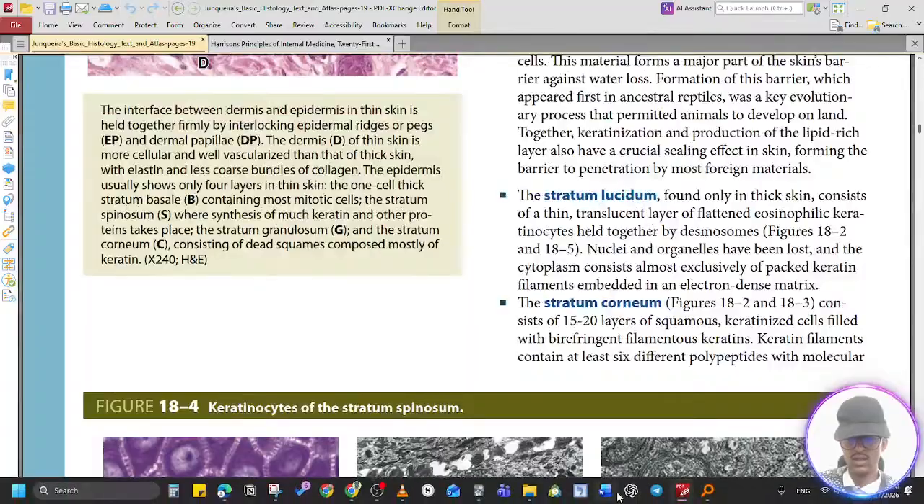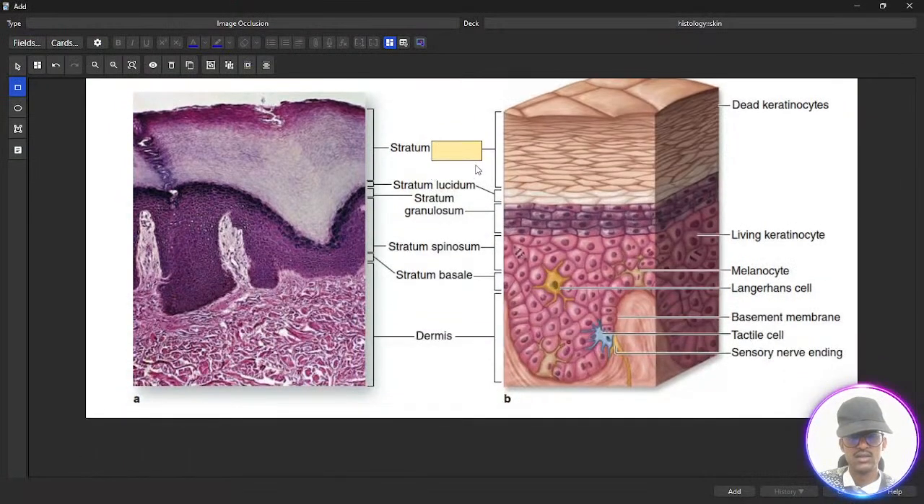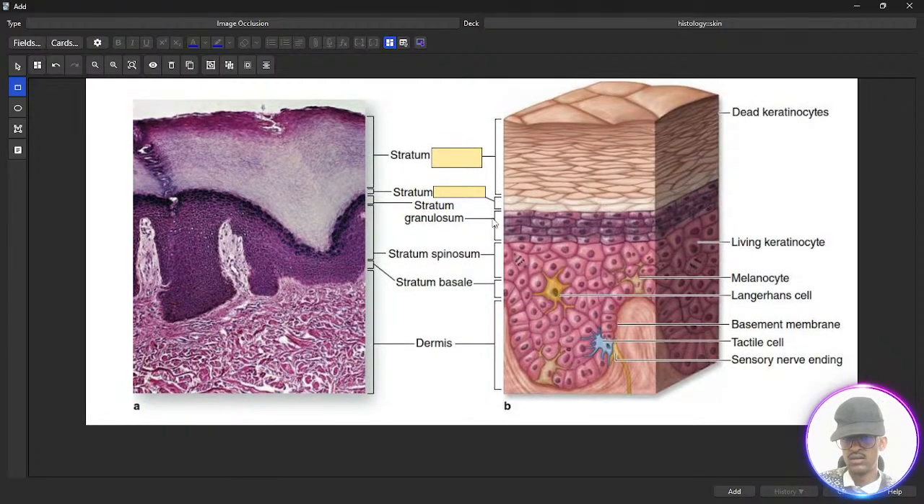Now let's go back to here. This is stratum corneum, and this is stratum lucidum. Then the stratum spinosum.